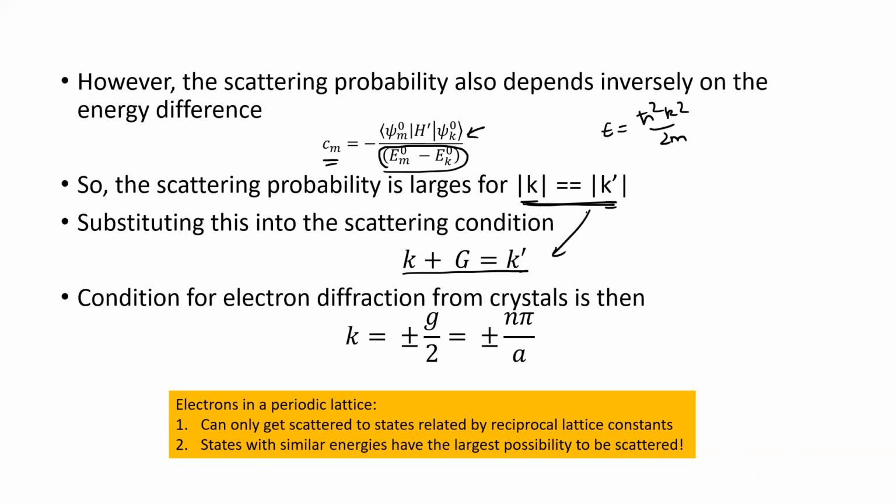If we put these two together, the only condition which will satisfy both of them is the incident k is plus or minus G by 2. G is the reciprocal lattice vector and G by 2 is half the reciprocal lattice vector. So what we mean is an electron which is incident on a lattice gets diffracted, gets scattered, only when its k vector is close to half the reciprocal lattice vector. Only then it gets scattered, otherwise it just goes unperturbed.